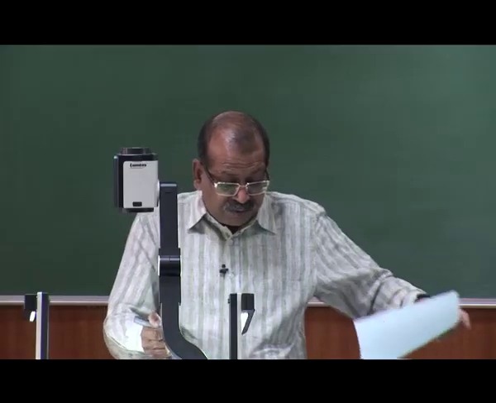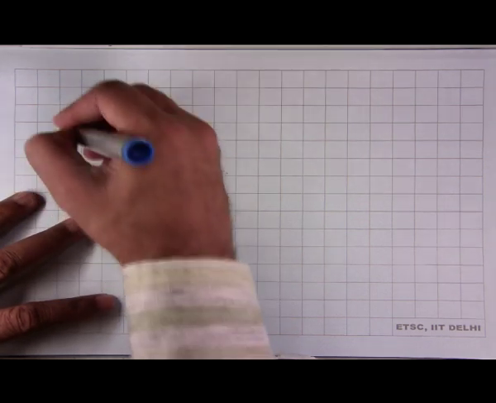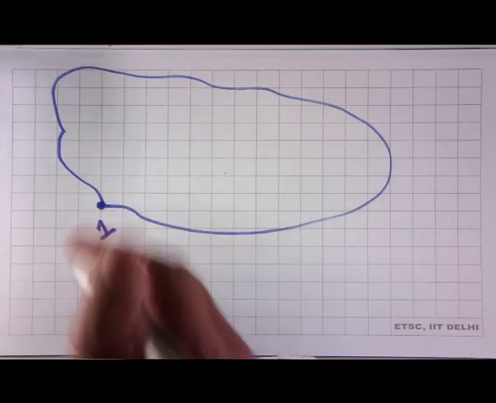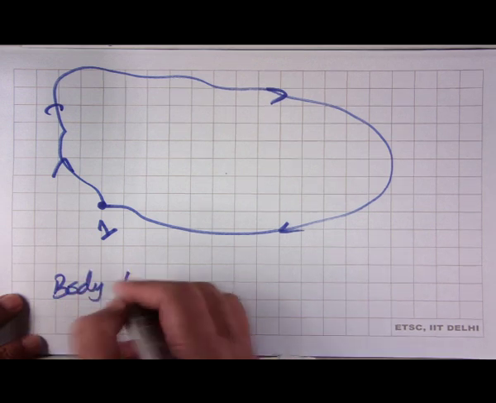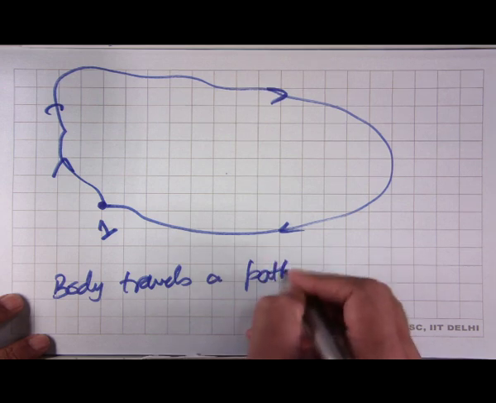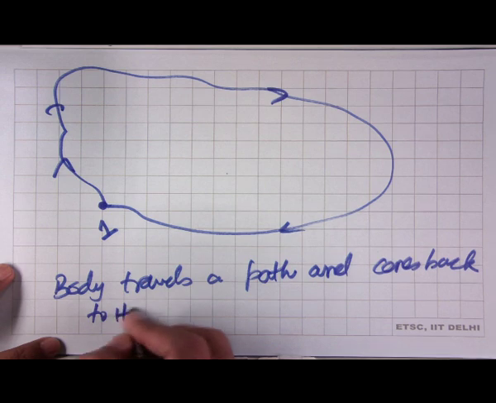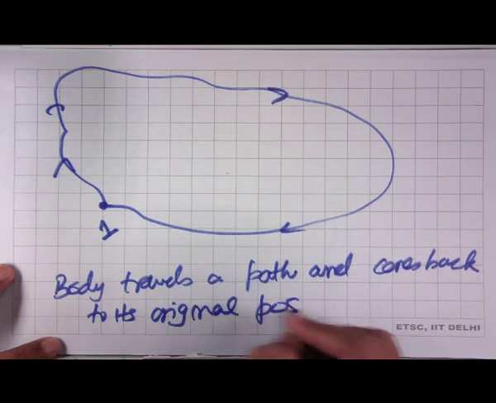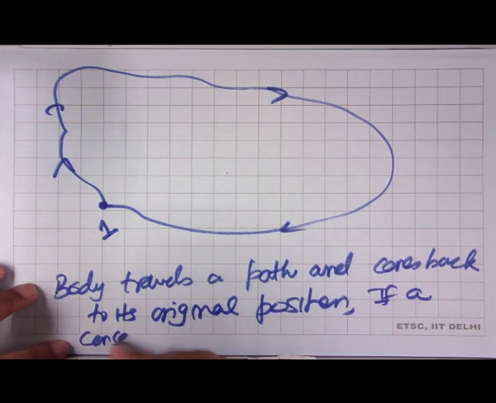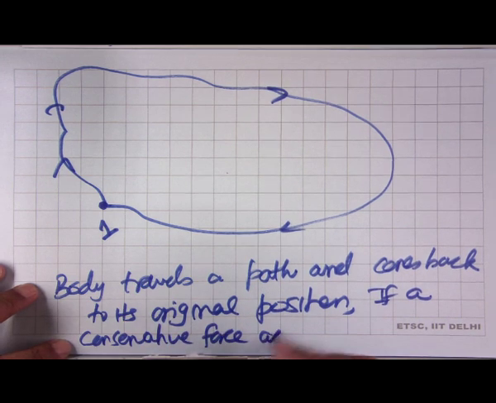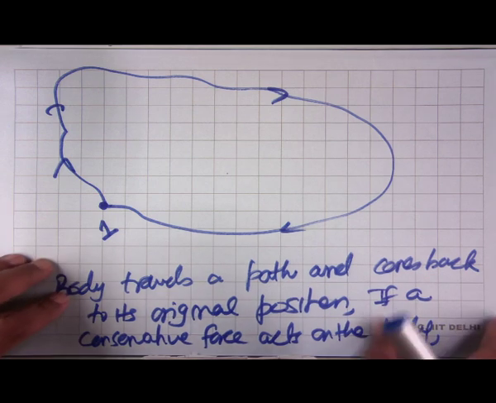The third thing, which is a corollary of the first one which we looked at, is if suppose we have a body that travels along some path and comes back to its original position. Now, if a conservative force acts on the body during this motion, what will be the work done by the conservative force?